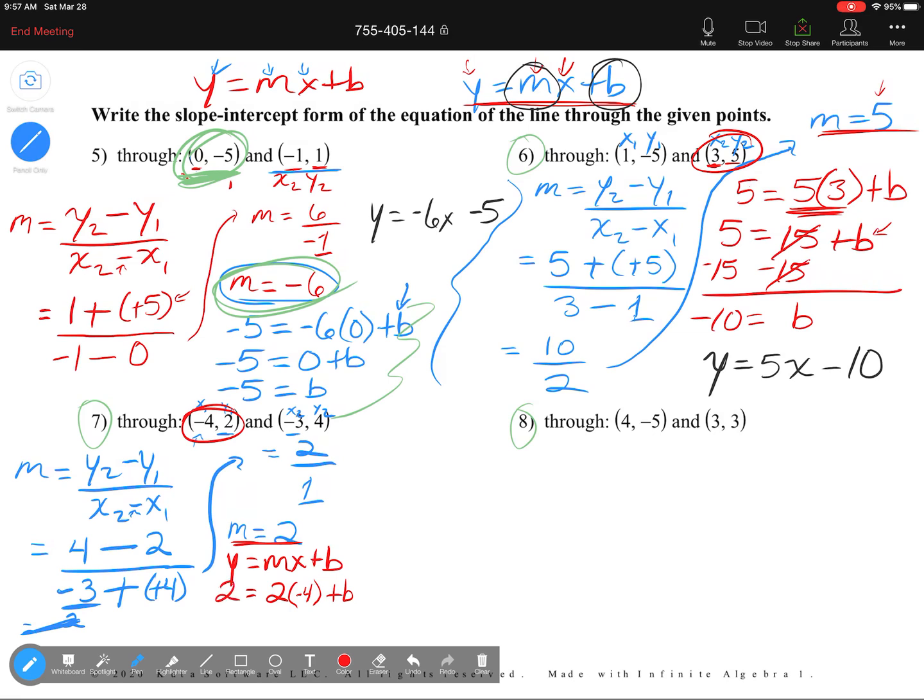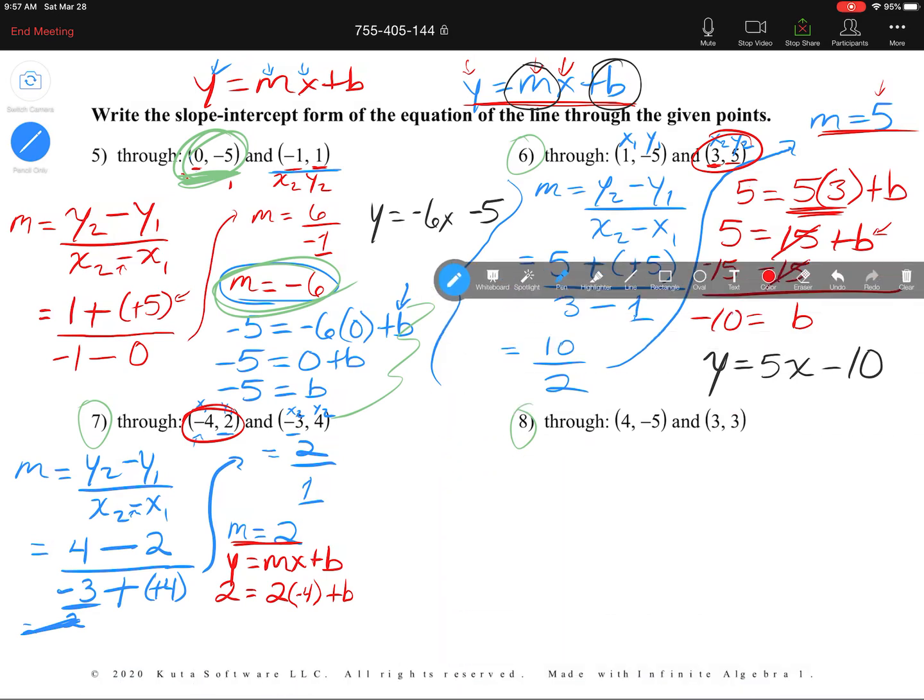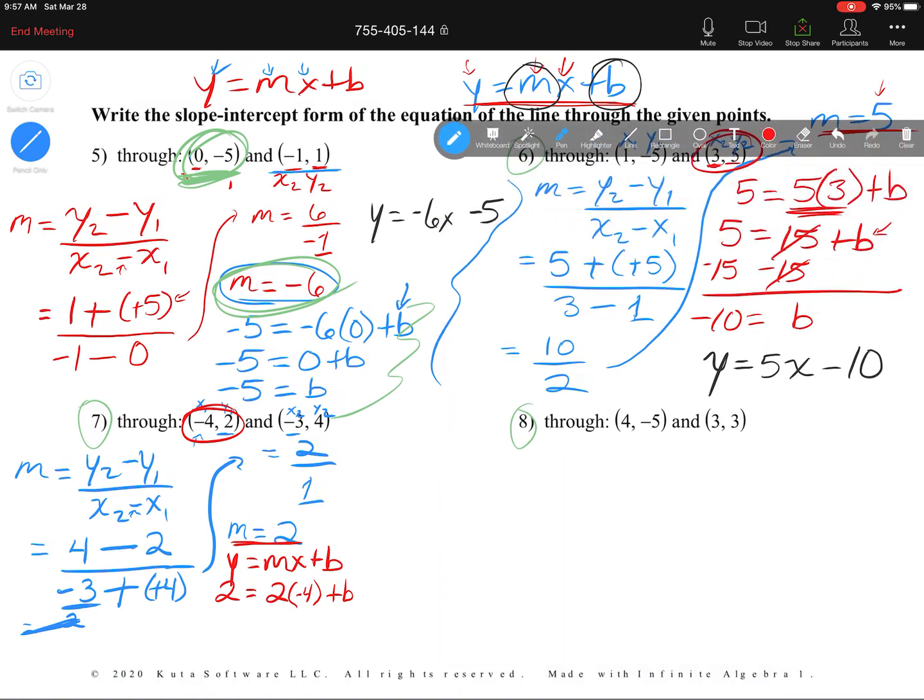And now we're going to multiply these two values. So we have 2 times negative 4, which is negative 8, plus some b equals 2. And then in order to get b all by himself, we're going to add 8 to both sides. Here they cancel, leaving you with b coming out to be equal to 8 plus 2 is 10.